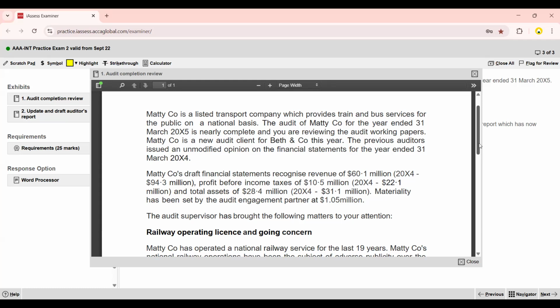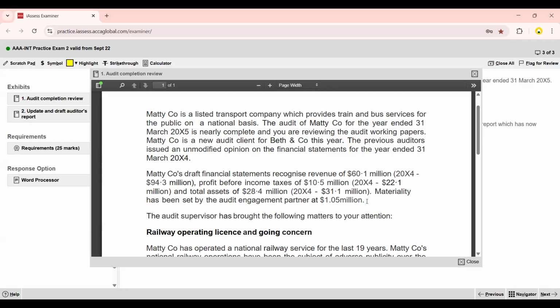Now, once we move to the answer sheet, you will see I have determined the materiality based on these three figures, because in the previous CBE platform, in this question, there was no materiality given by the examiner.